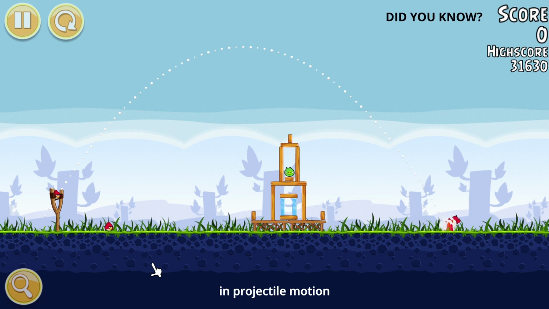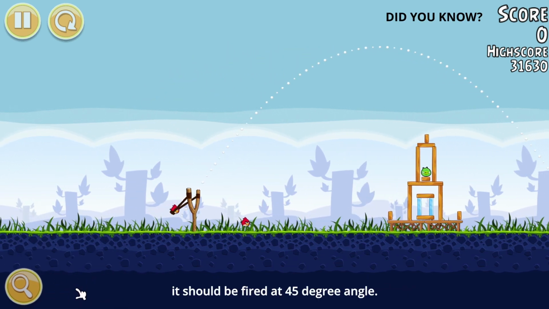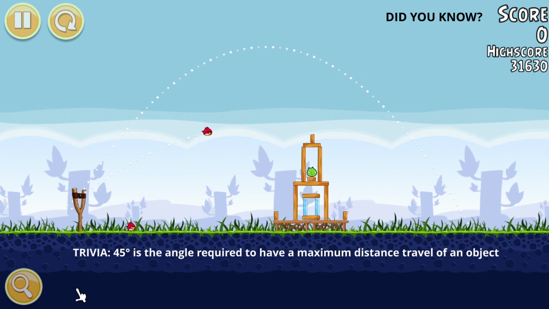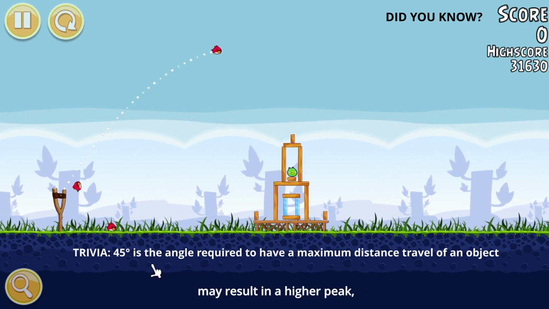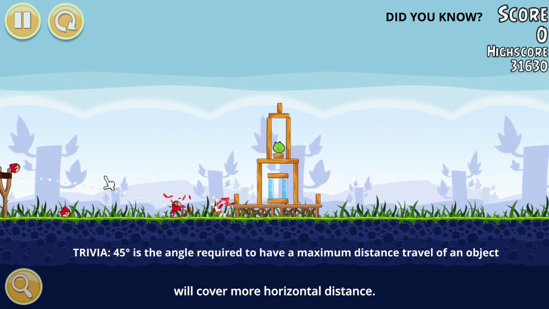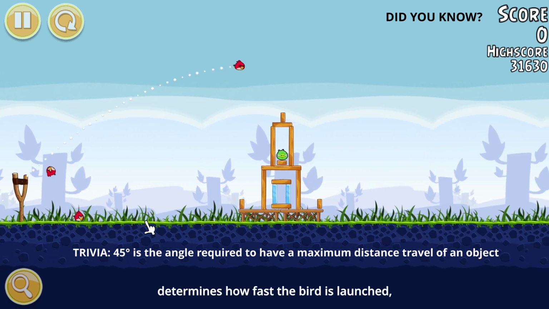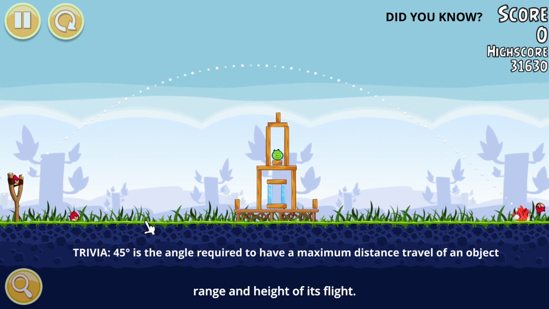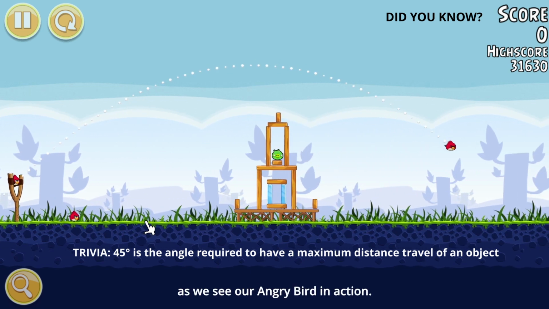Before we end, let me leave you with this trivia. Did you know that in projectile motion, to have a maximum distance traveled by an object, it should be fired at a 45-degree angle? As we launch our Angry Bird, consider the launch angle. The angle at which the bird is launched greatly affects its trajectory. A steeper angle may result in a higher peak, while a shallower angle will cover more horizontal distance. The initial velocity determines how fast the bird is launched, impacting the overall range and height of its flight. Take note of these factors as we see our Angry Bird in action.